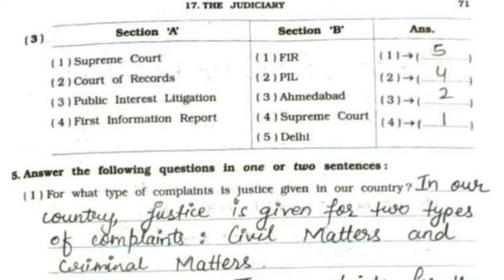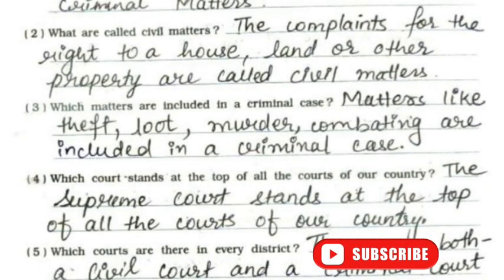Now we'll continue with question number 5. Answer the following questions in 1 or 2 sentences. For that, first question is, for what type of complaints is justice given in our country? In our country, justice is given for 2 types of complaints, that is civil matters and criminal matters. Second one, what are called civil matters? The complaints for the right to a house, land or other property are called civil matters.